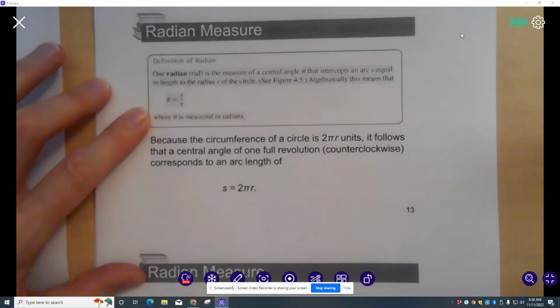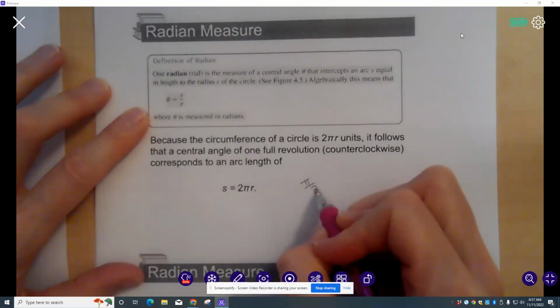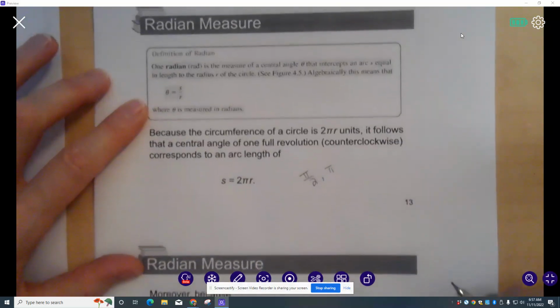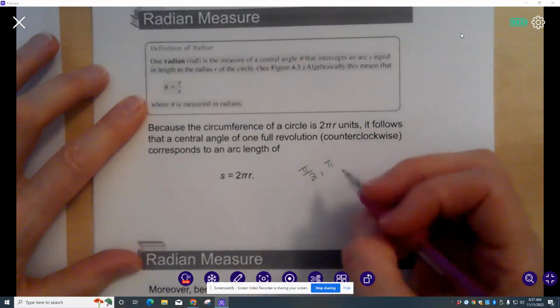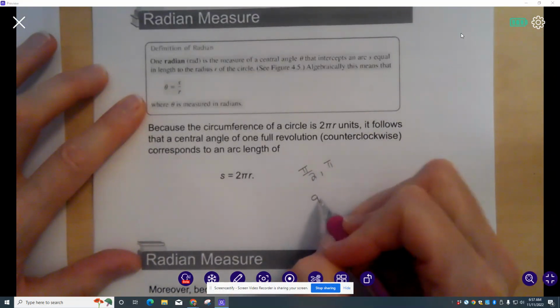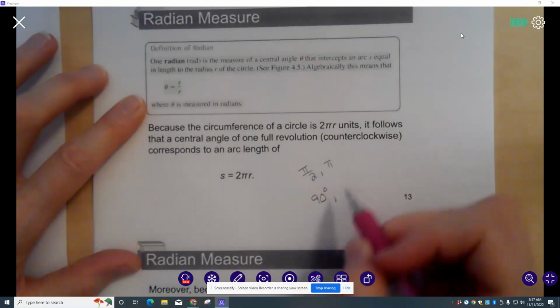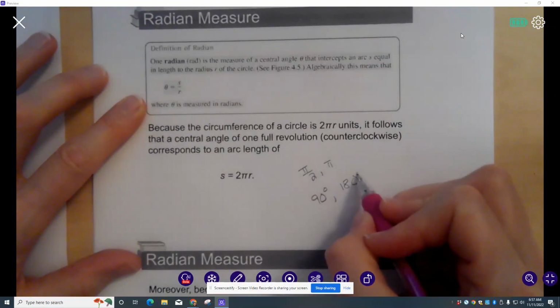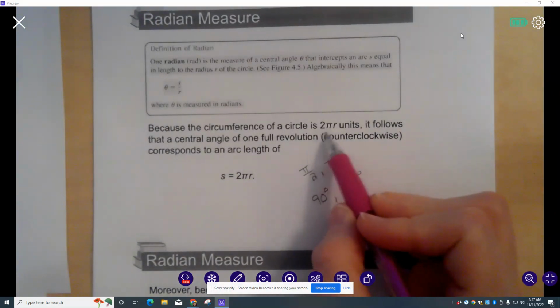A radian measure will always have the pi in it, like pi over 2 or pi. No units. I almost think of the pi as the units. Whereas with degrees, you have to have that degree symbol. So pi over 2 is 90 degrees. Pi is 180 degrees. One full circle is 2 pi.